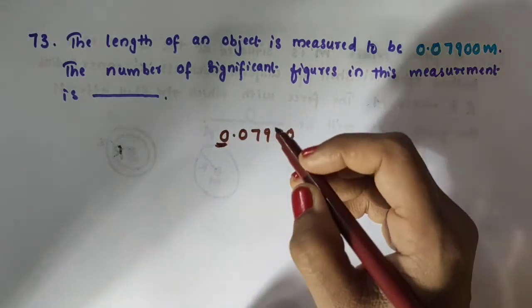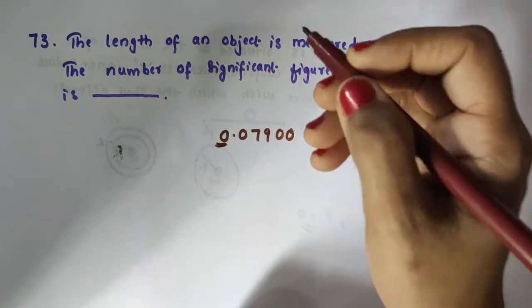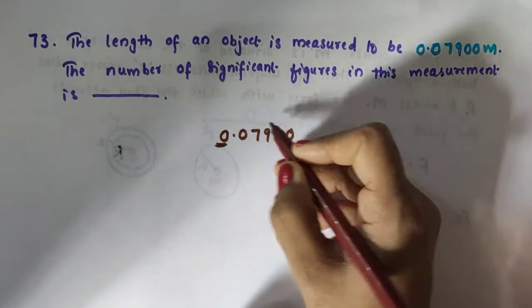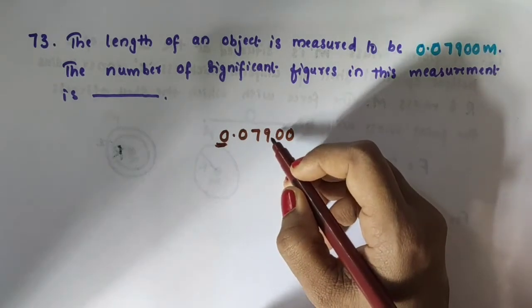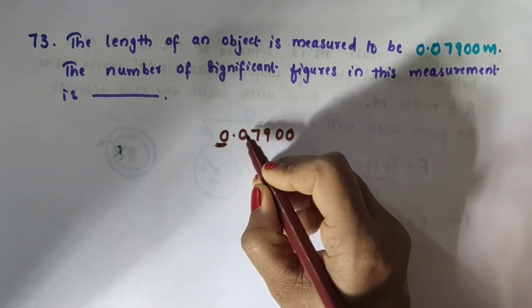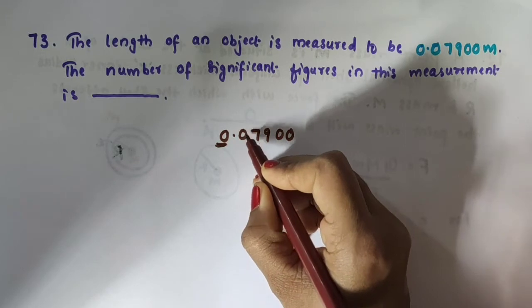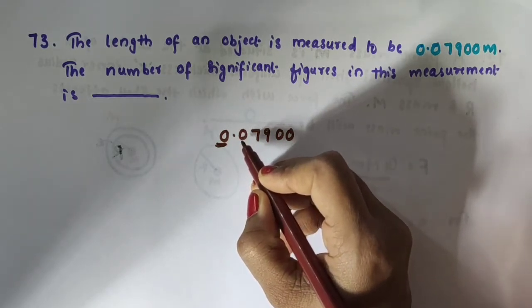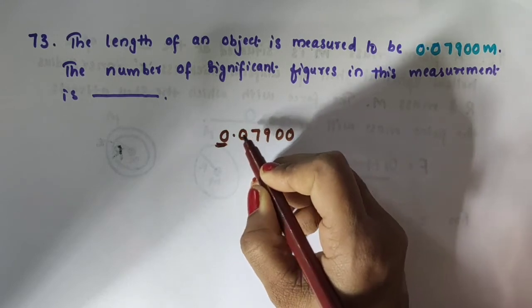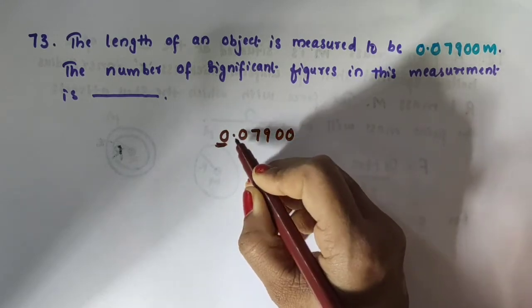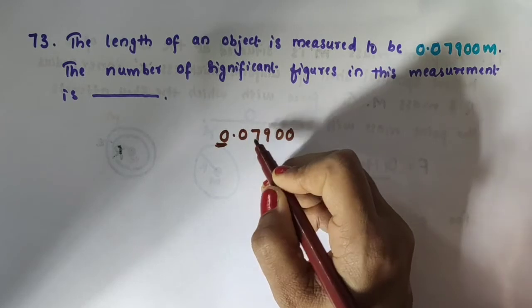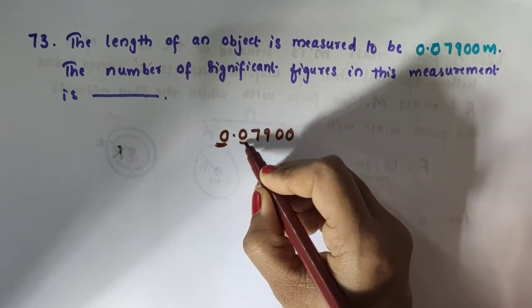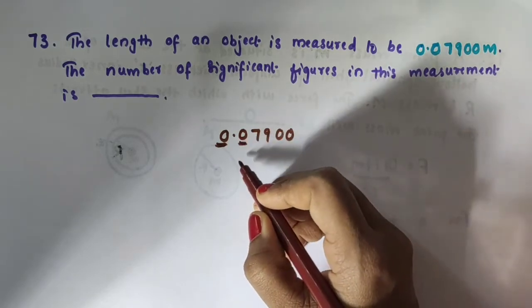Then as per the rules for determining the number of significant figures, if a number is less than 1, then the zeros on the right of the decimal point but to the left of the first non-zero digit are not significant. Here we have a 0 on the right of the decimal point and to the left of the first non-zero digit. That is actually not significant. So we don't want to count this 0 too.